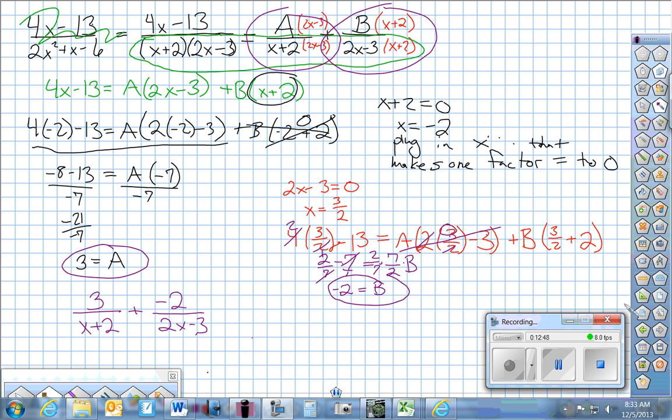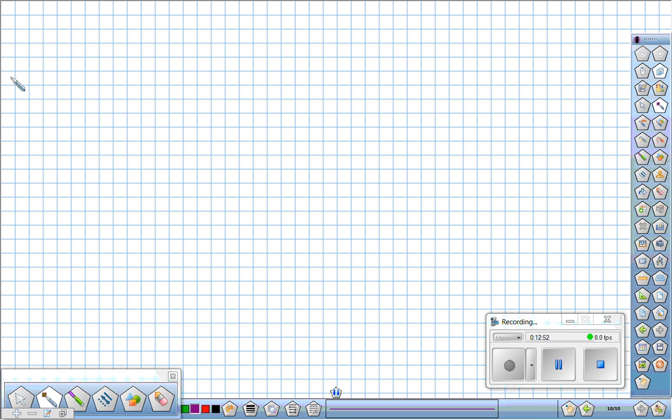Okay, so let's do an example that's going to have 3 factors on the bottom. The original stuff that you'd be given is 7x squared minus 29x plus 24 over, sometimes it'll already be factored for you. Sometimes you'll actually have to go through and factor things. This one is already factored for you, and you have x minus 2 squared.